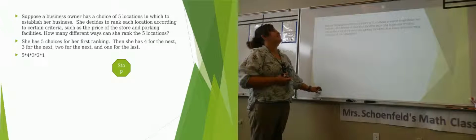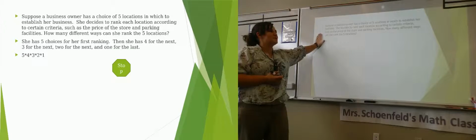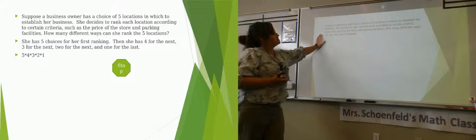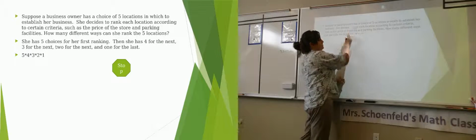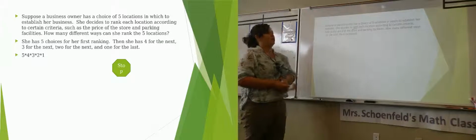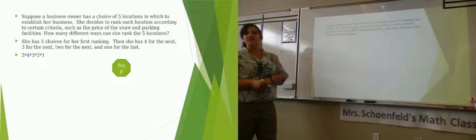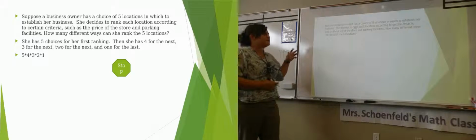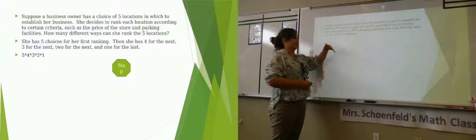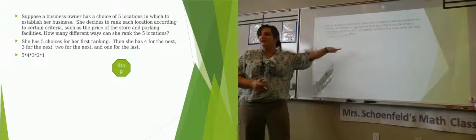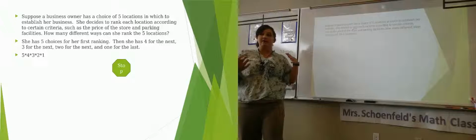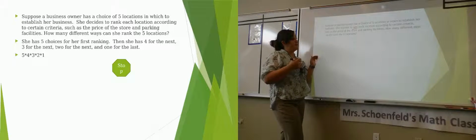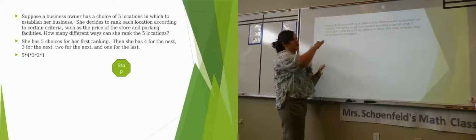Suppose a business owner has a choice of 5 locations in which to establish her business. She decides to rank each location, so ranks are something that we'll talk about and why that's important. According to certain criteria, we don't need to know any of that stuff. We don't care about the price of the store, parking facilities. She's just ranking it randomly as far as we're concerned. How many different ways can she rank those locations? So how many total places is she looking at?